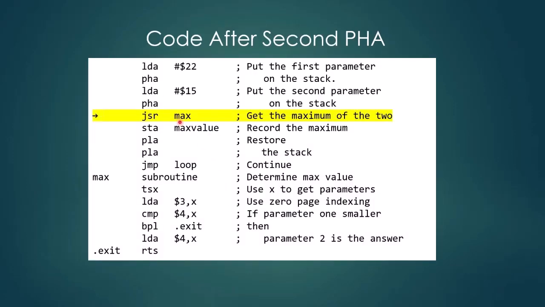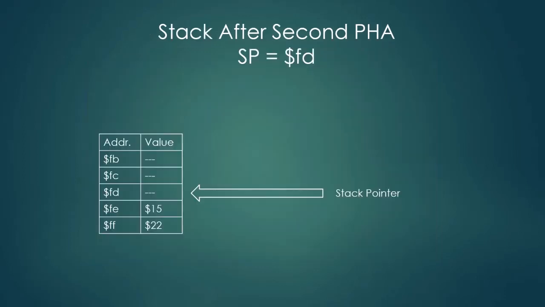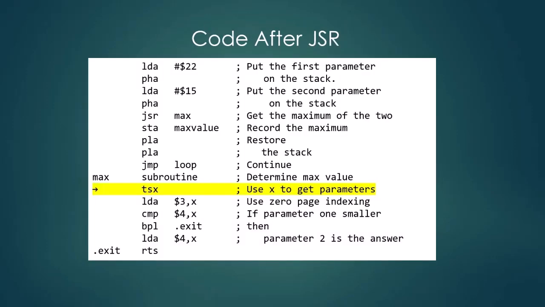Now here is the code after the second PHA instruction. And here is the state of the stack. Here's the code after the jump to subroutine instruction has been executed. The TSX instruction here transfers the value in the stack pointer to X in order to use zero page X addressing to access the parameters on the stack.